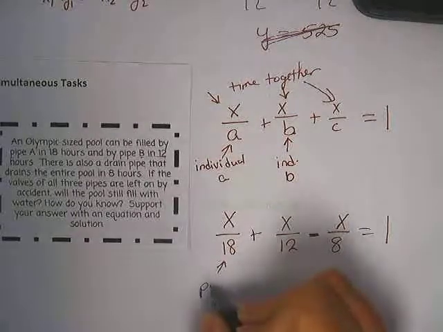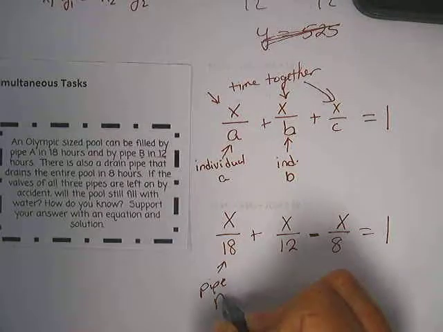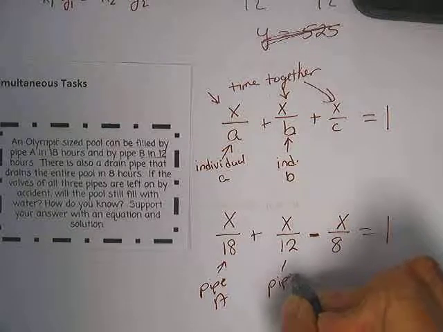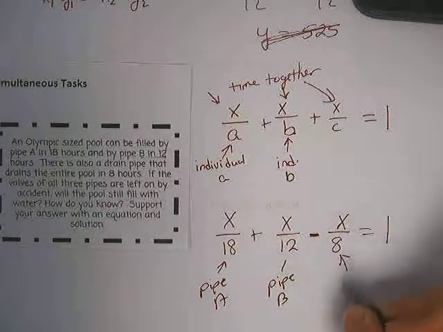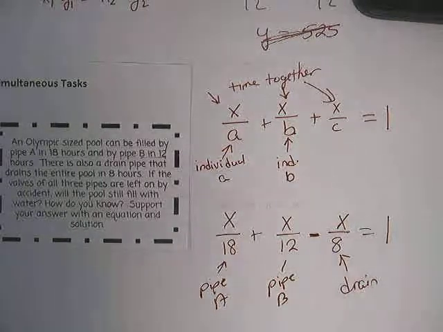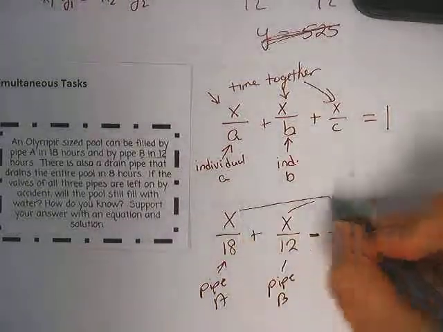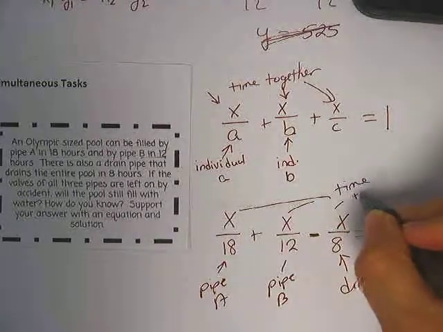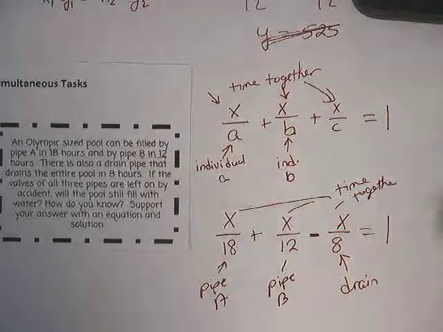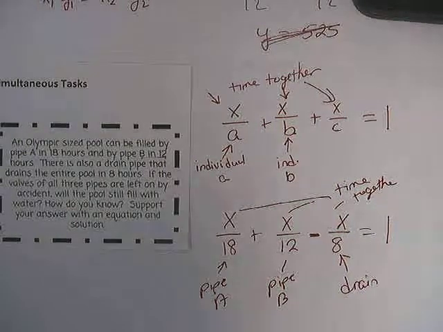So let's just note that that was pipe A, pipe B, this was our drain, and this is the time together. You'll want to solve this problem. In our next class, we'll talk about how to solve this.